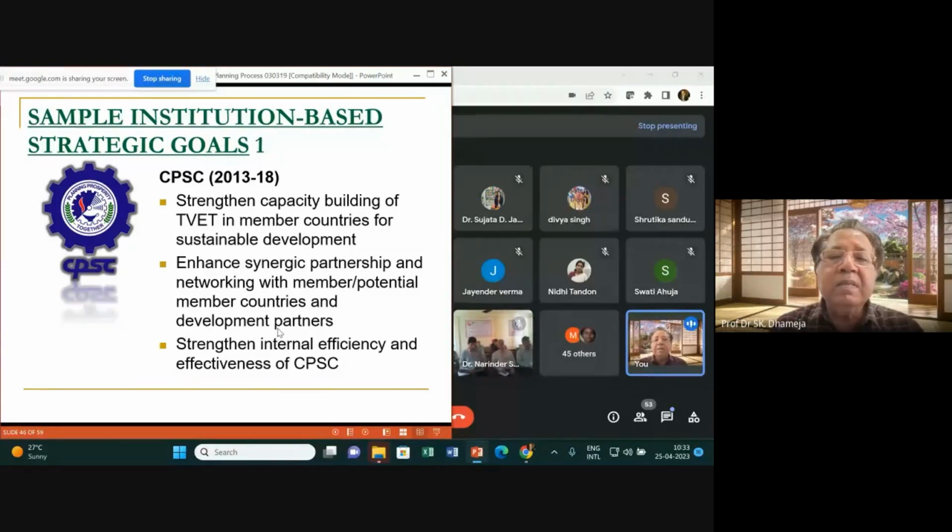The third is to strengthen the internal efficiency and the effectiveness of the CPSC. Now, if you want to do something external, first you have to train the internal people also. So this is the internal goal. The internal faculty members and the staff members, you need to improve them also. You need to send them for training so that they become competent to do the external thing. So if you see these 3 goals, one is helping the stakeholders, the second is building partnerships, networking, the third is improving the capacity building of the internal stakeholders.